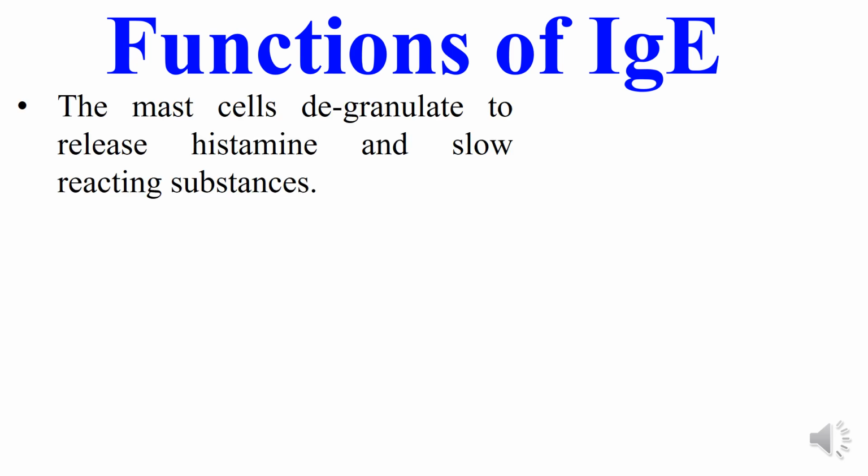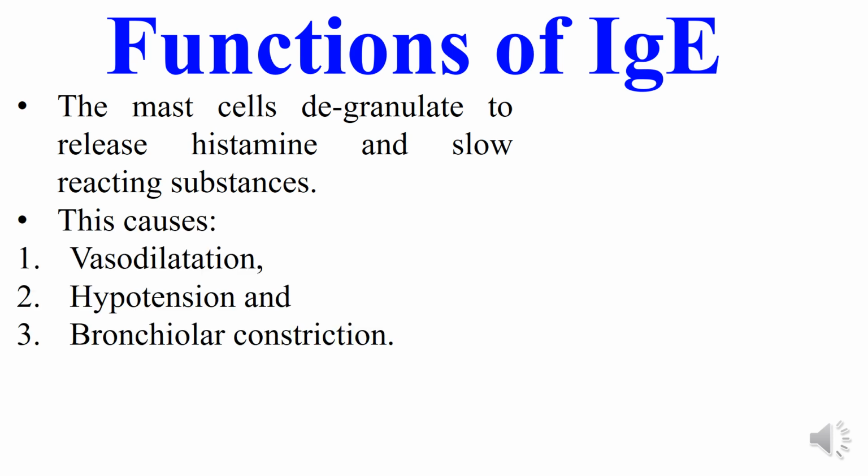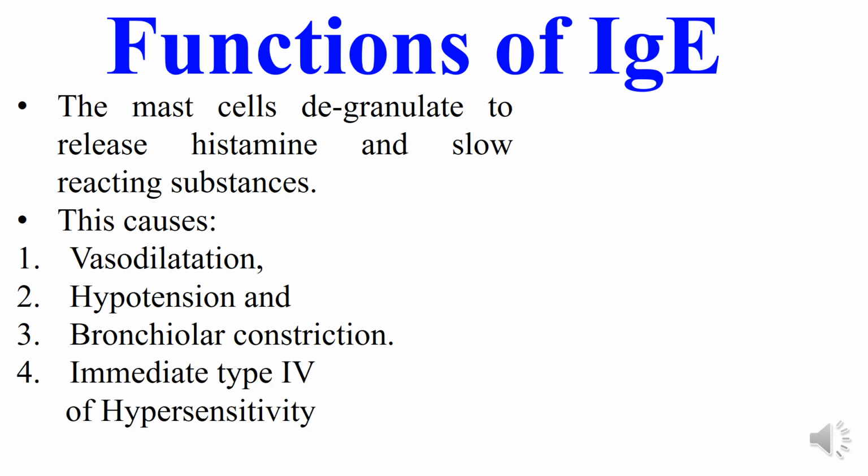Let us take a look at the functions of immunoglobulin E. The mast cells, on binding with immunoglobulin E, degranulate to release histamine and slow reacting substances. These chemicals may cause vasodilation, hypotension, bronchial constriction, immediate type 1 hypersensitivity reaction in sensitive people.